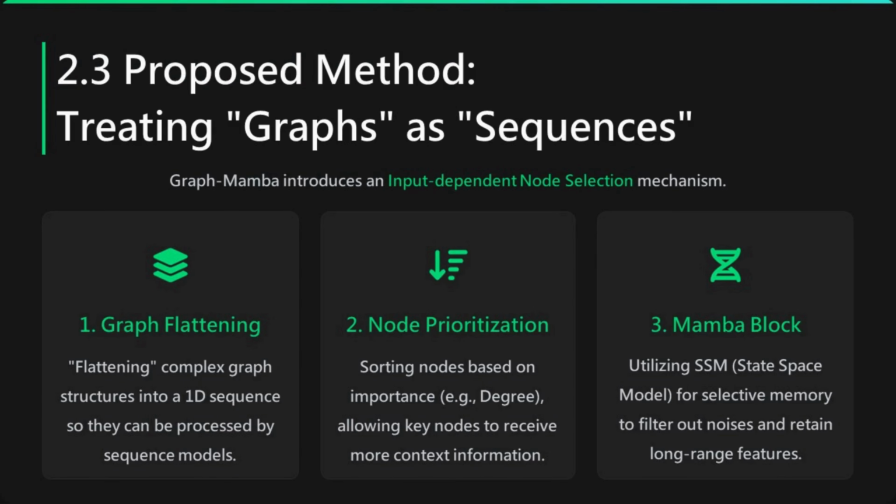Then, let's take a look at the core solution of their work. Graph Mamba's solution is treating a graph like a sequence. There are 3 main steps. First, graph flattening, squashing the complex graph structure into a 1D sequence. Second, node prioritization. This is crucial. Sorting nodes based on importance, placing the key nodes at the very end of the sequence so they can access the full context history. Third, Mamba block. Finally, introducing the Mamba model with its selective SSM mechanism to filter out noise and capture long-range features.